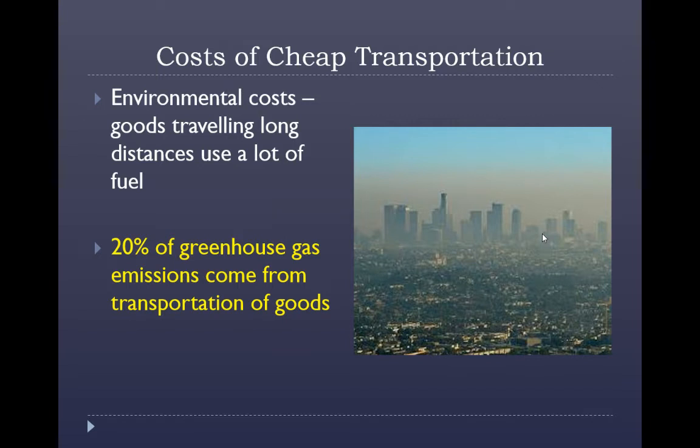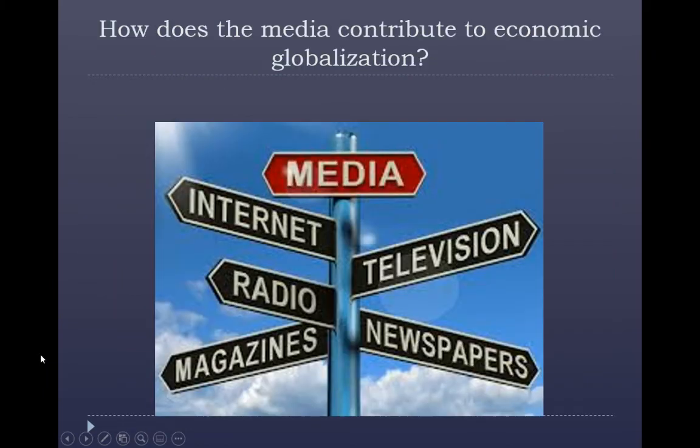So globalization means that products and goods are being transported much, much further than they used to. And we have access to more stuff from other parts of the world, but that comes at a cost, right? That means that we are emitting more carbon. And so globalization has caused more climate change.